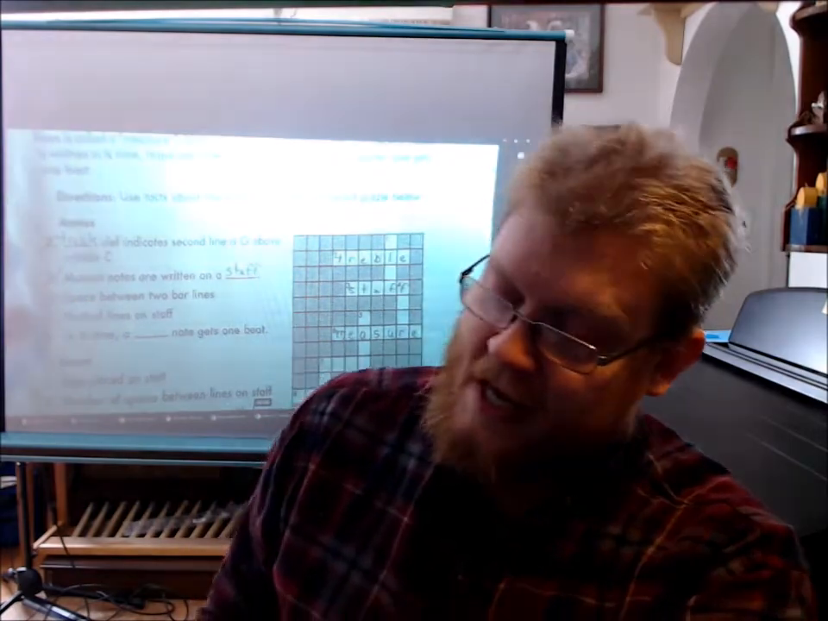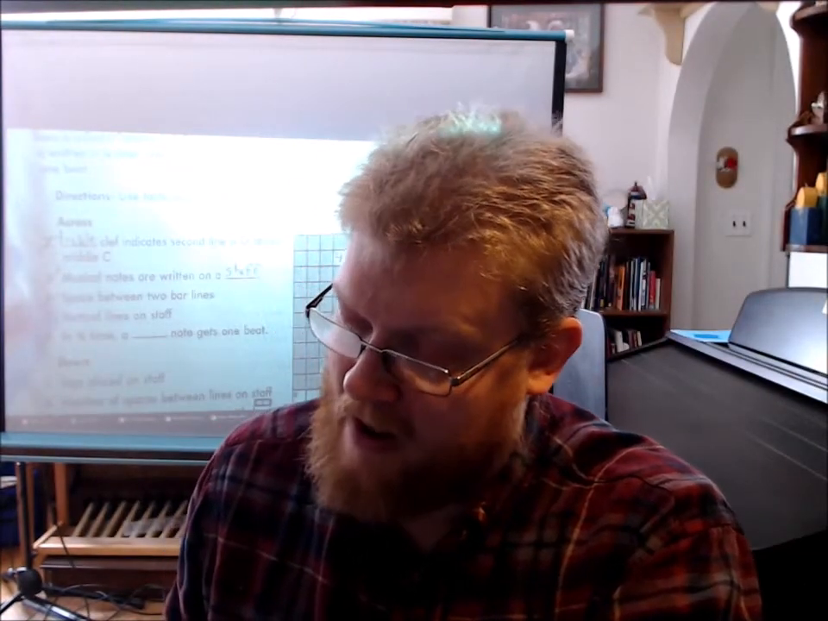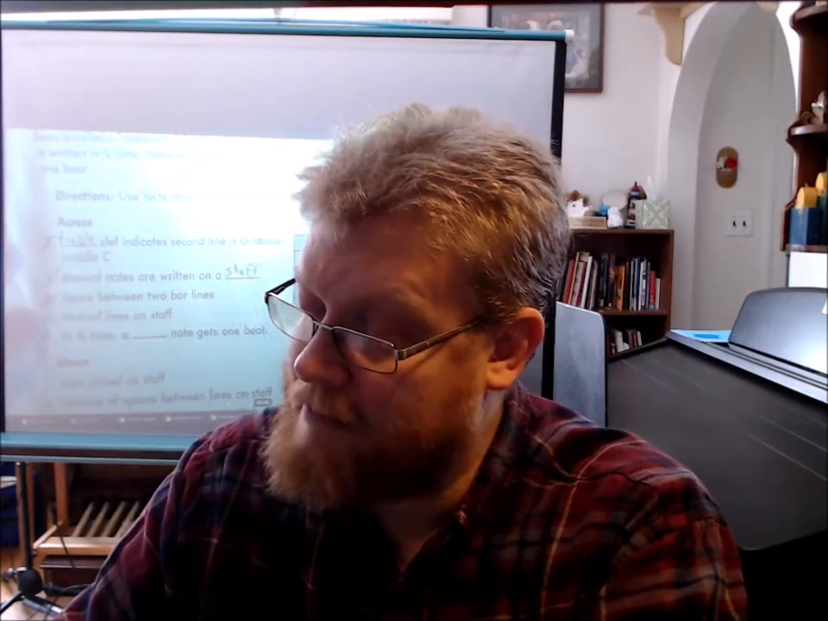Maybe that helps. Number 7, vertical lines on the staff. Those are the bar lines. In this thing they call them bars, which is okay.